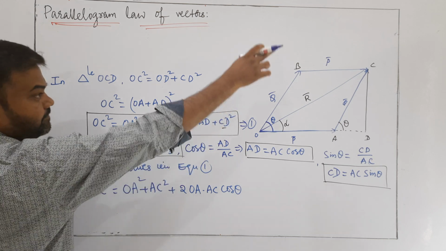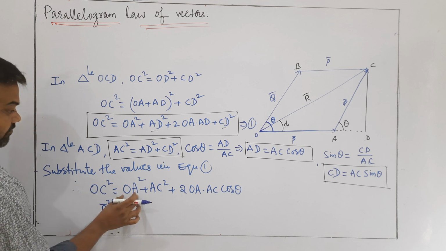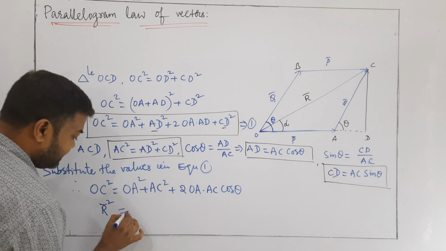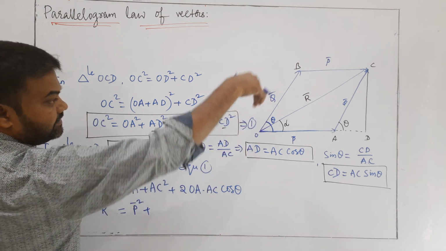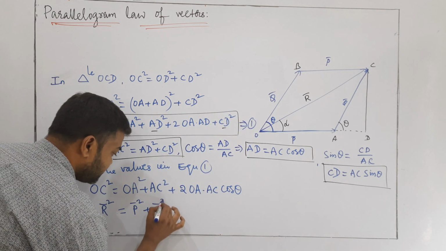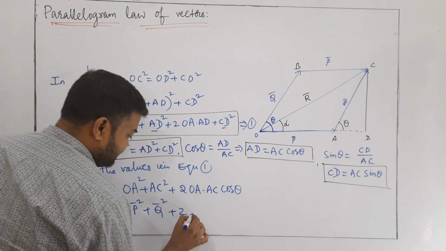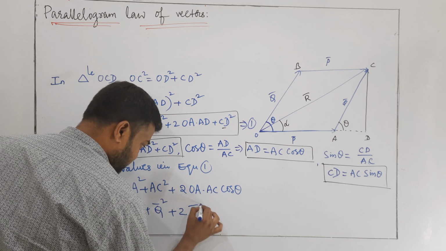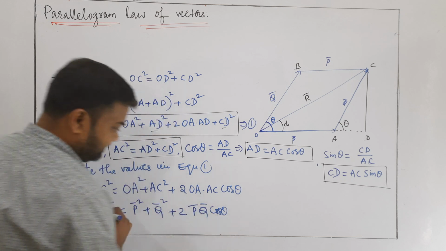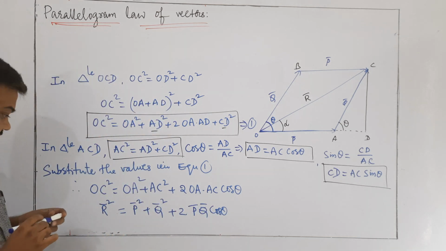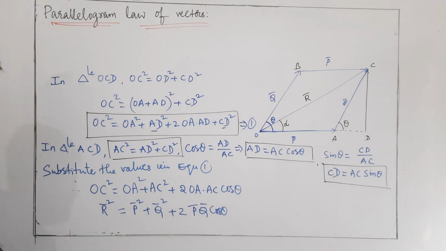Therefore, what is OC? OC is nothing but R, so R square is equal to... What is OA? OA is nothing but P, so P bar square plus AC, Q bar square, plus 2 OA and AC, P bar, Q bar and cos theta. Like this we can find out. R square is equal to P square plus Q square plus 2PQ cos theta.